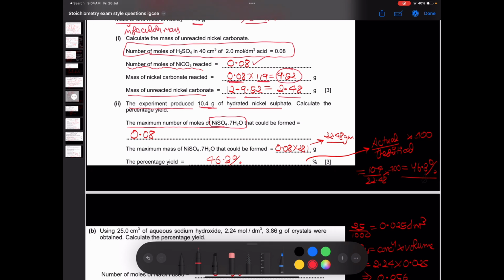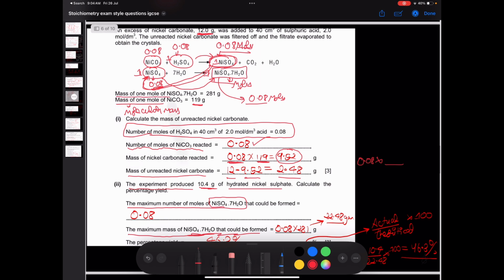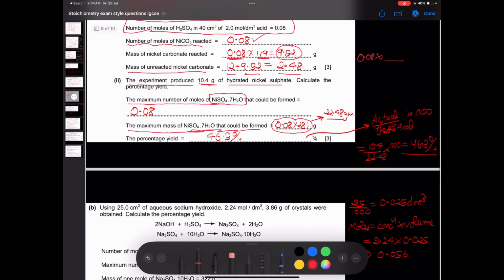Okay. Now they're asking you to find out the maximum mass that could be formed. For this I have told you that the moles you get, multiply it with molar mass of that compound, and let's see if they have given us the molar mass. See, mass of 1 mole of hydrated nickel sulfate is 281. So this is the molecular mass, or you could say molar mass. So I've simply done 0.08 times 281 here to get 22.48 grams. Got it?